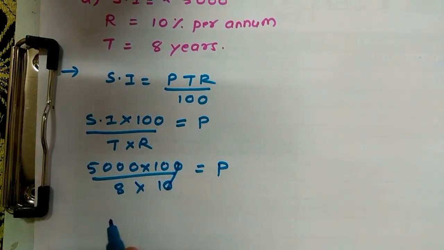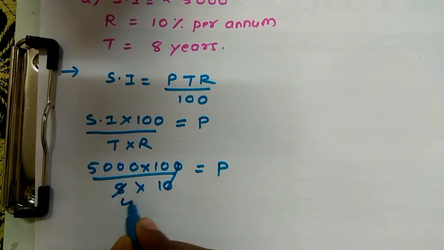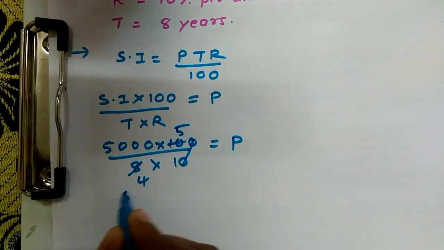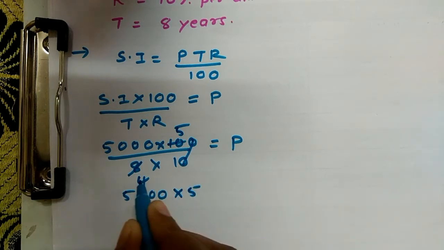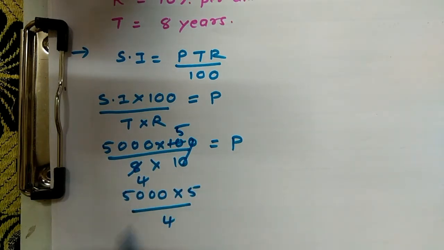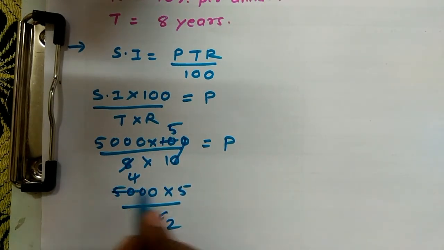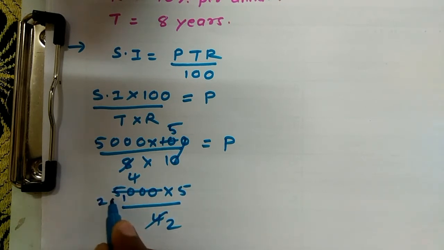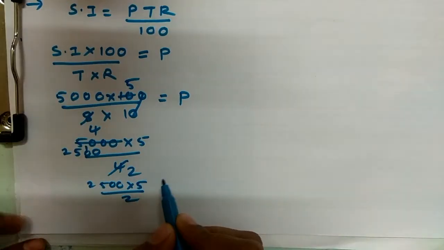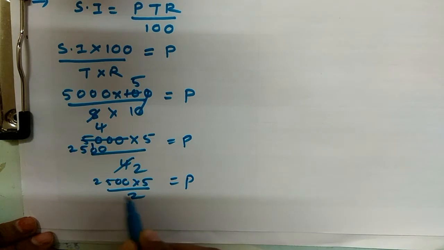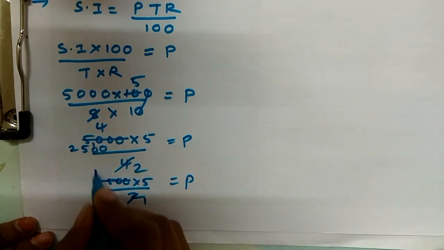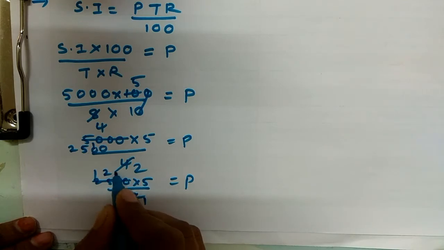Then 8 and 10 we can divide by 2. 2 4s are 8, 2 5s are 10. Again this 5,000 we have, into 5 remaining, 4 into 1 is 4. This 4 and 5,000 we can divide by 2. 2 2s are 4. Then 2 5s are 10, and these 2 zeros. So we got 2500 into 5 divided by 2. We can further divide this. 2 and 2500 you can divide. 2 1s are 2, 2 2s are 4, 2 5s are 10, 0.